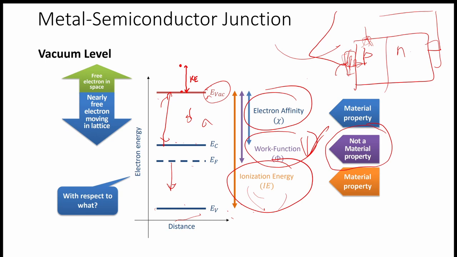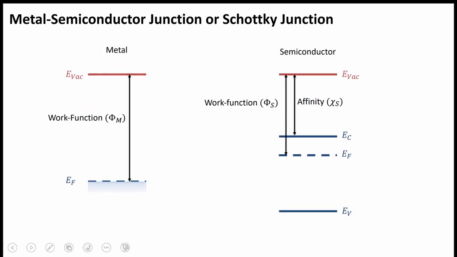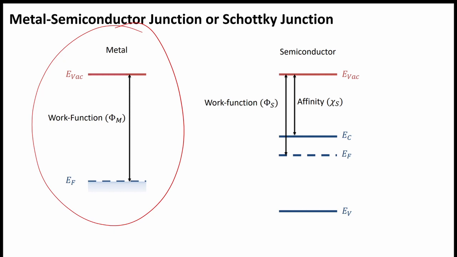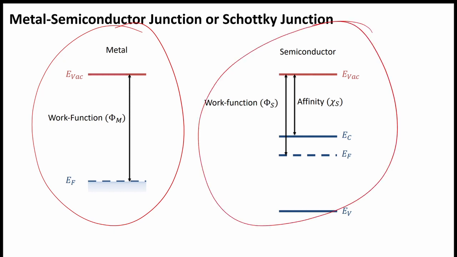So we will see how it behaves. This is a piece of metal on this side, and this is a piece of the semiconductor. They are isolated, in the sense that we have not joined them yet. The difference between the vacuum level and the Fermi level is the work function of the metal.